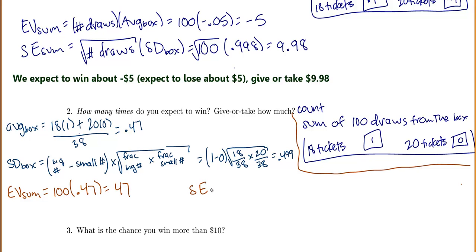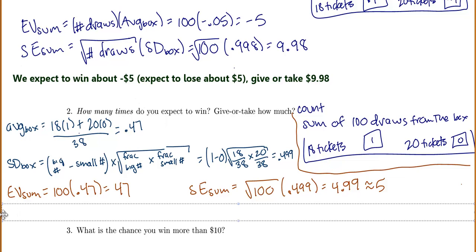And for the standard error of the sum, it's the square root of your number of draws times the standard deviation of the box, which gives me 4.99. Which is really close to 5.